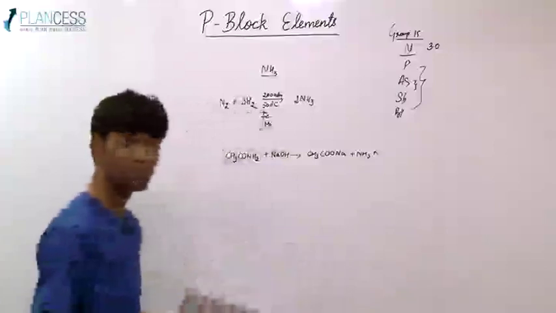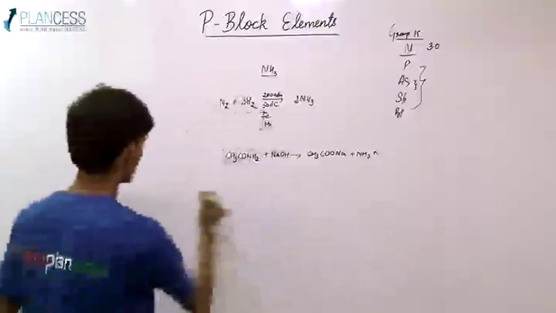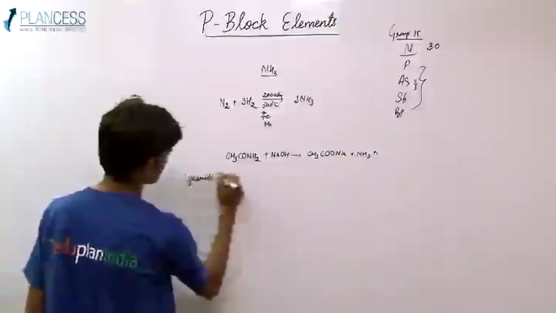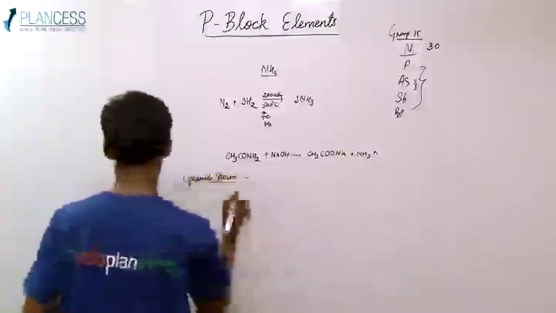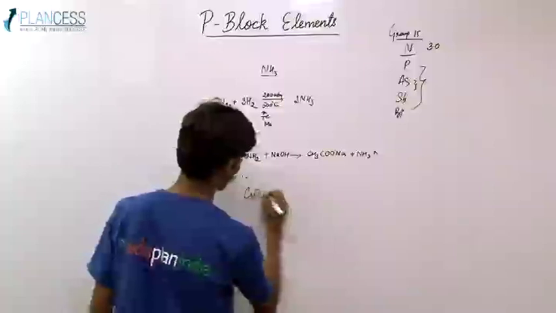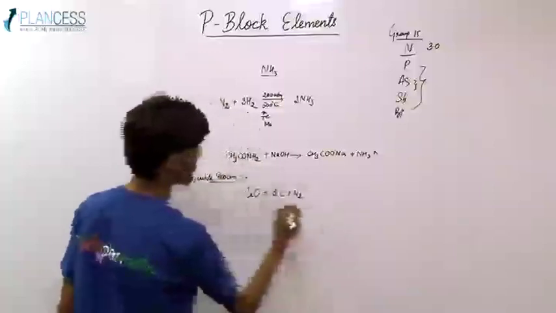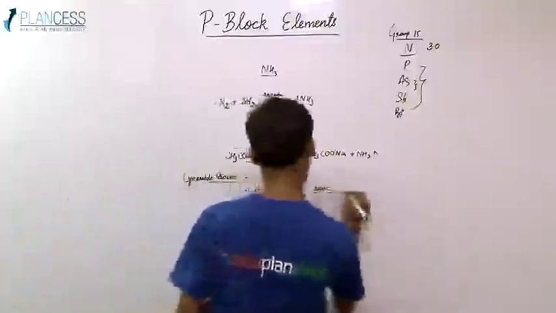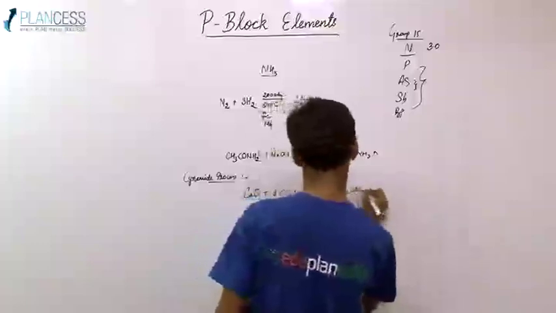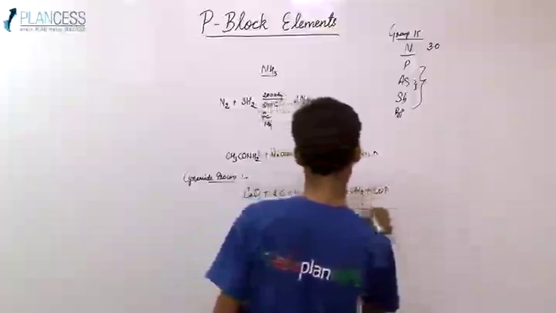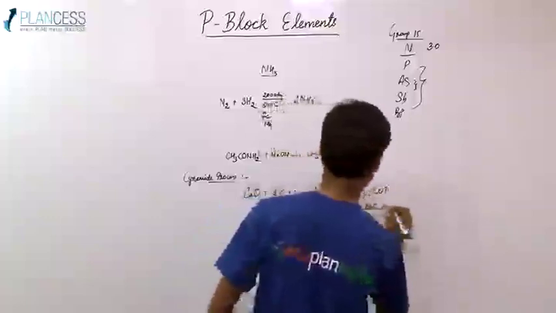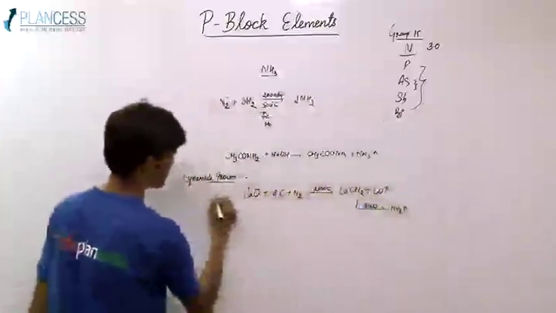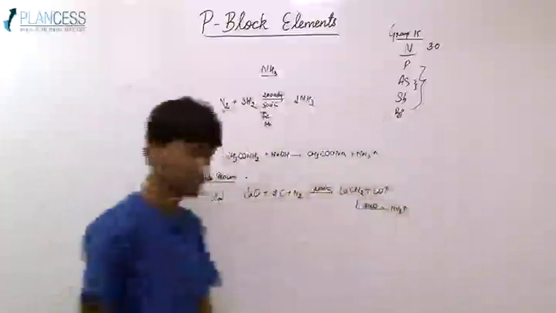So one more process, which is an industrial process, is the cyanamide process. In the cyanamide process, CaO, that is calcium oxide, is reacted with coke and nitrogen gas, 2C plus N2, at 2000 degrees centigrade, which gives CaCN2 plus carbon monoxide gas. This CaCN2, when hydrolyzed, evolves NH3 gas. So this is the cyanamide process, an important reaction used as the industrial preparation of ammonia gas.